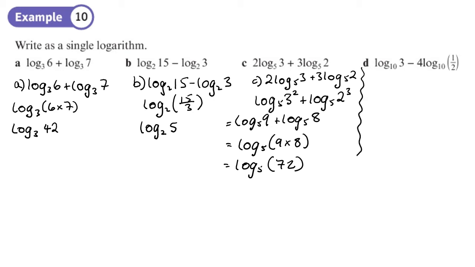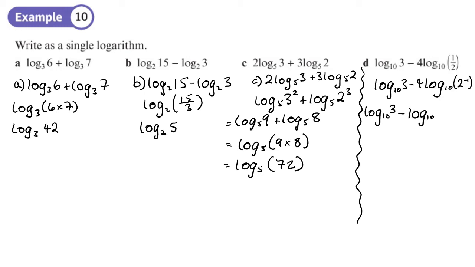And the last one, D, so log to the base 10 of 3 minus 4 log to the base 10 of a half. Now that half I'm going to write as 2 to the power negative 1, like this. Okay, so that becomes log base 10 of 3 minus log to the base 10. Now we've got 2 to the negative 1 to the power 4 becomes a power.